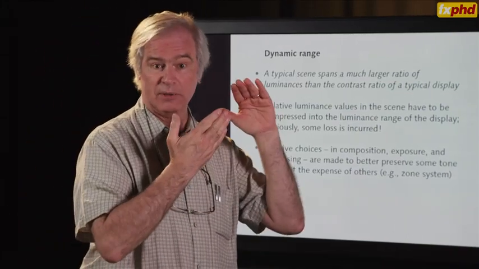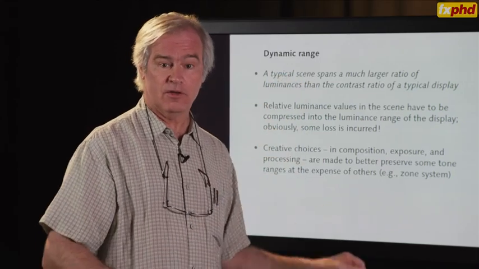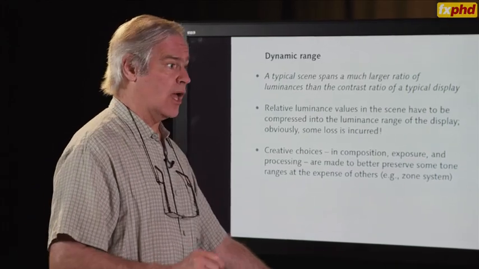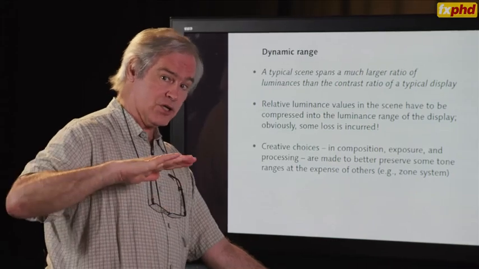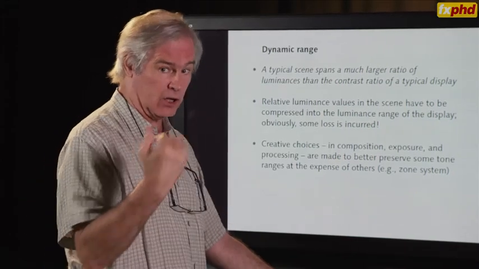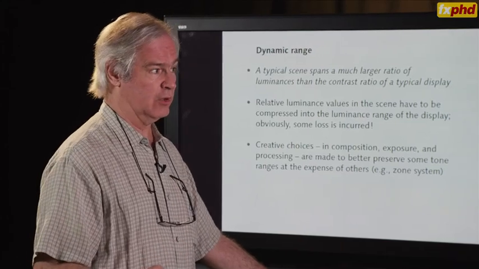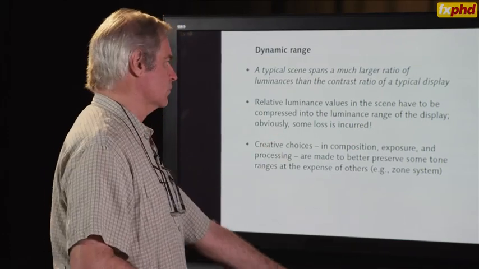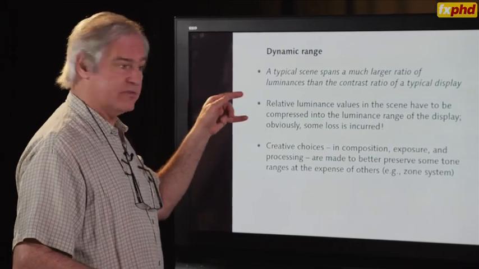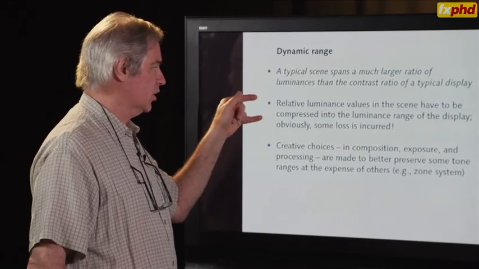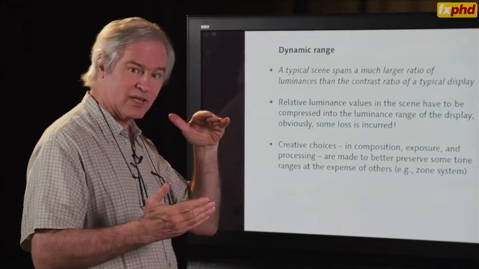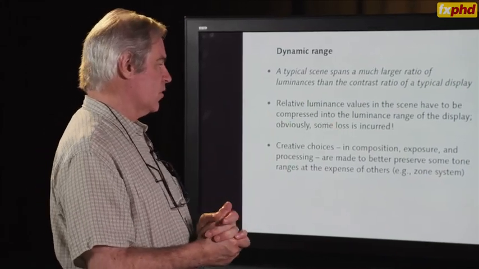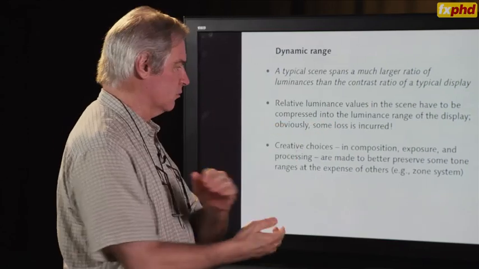That range is typically larger than the contrast range in any particular display. Although display contrast ratio is going up dramatically and has gone up dramatically over the last 20 years, the contrast ratio of a scene is still larger. So relative luminance values in the scene have got to be compressed to bring that ratio down to something comparable to what the display can do. And some loss is incurred in that transform.